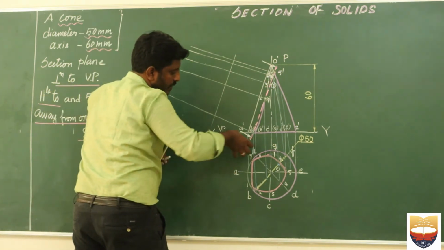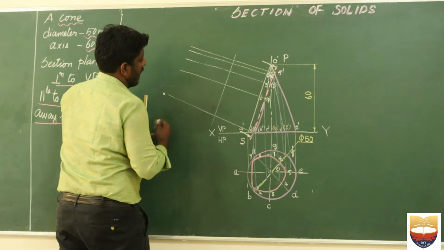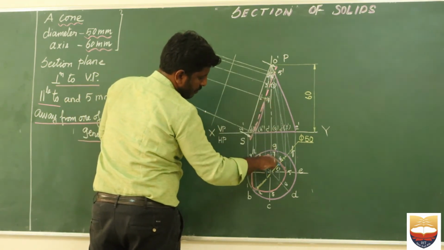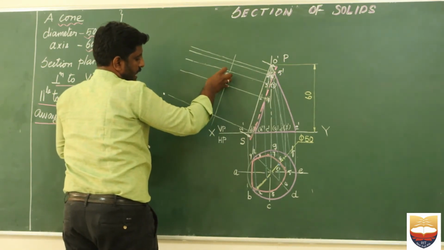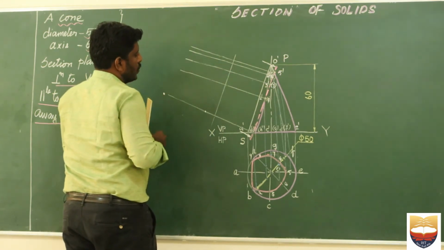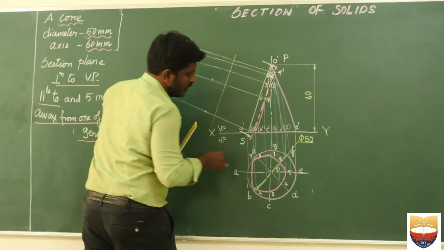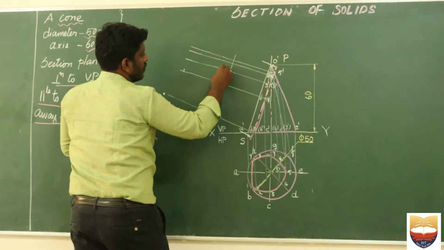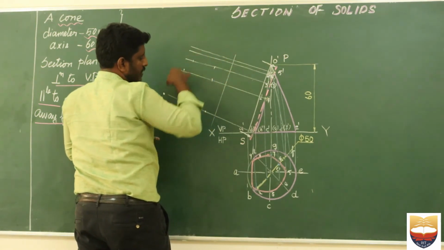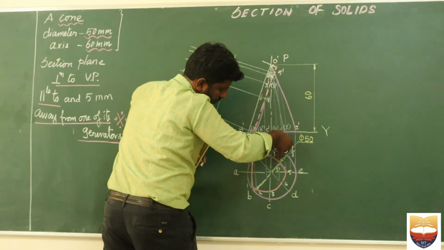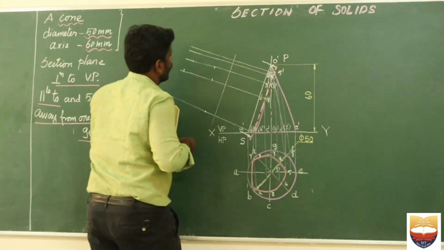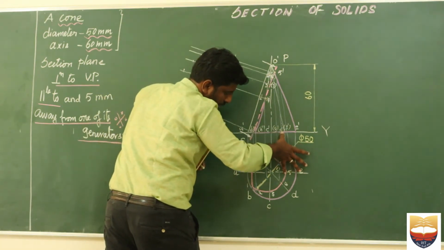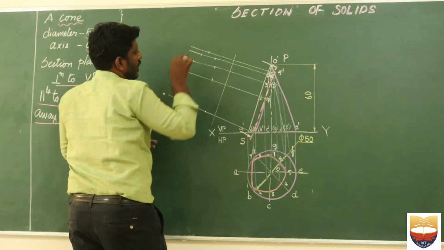Similarly, from here I need to measure point number 9. Then I have point number 8 and 2. This is point number 8 and this is point number 2. Then in the center I have 7 and 3. Then from here I have 6 and 4. And finally from here I have 5.